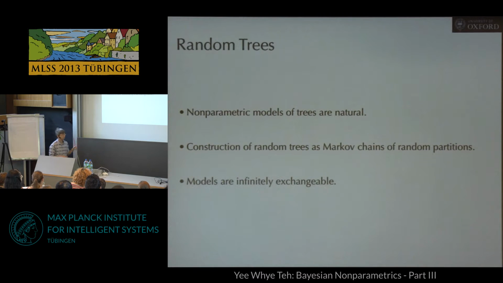Okay. So this is just a summary, I guess. Basically, what I've described is non-parametric models of trees, and the idea that fragmentations and coagulations are two very natural ways of thinking about hierarchical clustering. And we can think of hierarchical partitions as Markov chains over random partitions, either Markov chains of fragmenting partitions or coagulating partitions. Okay. And all of these models are going to be infinitely exchangeable. Okay, so you can apply de Finetti's theorem and look at the underlying stochastic processes.